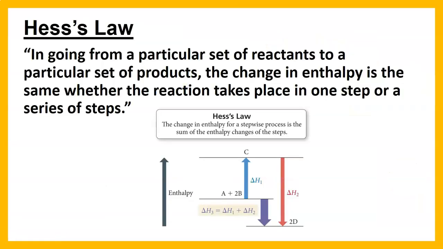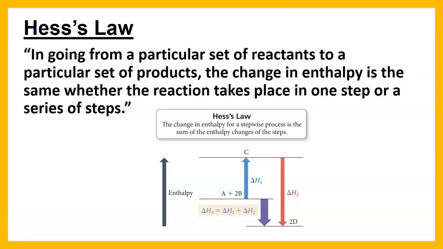So Hess's Law says in going from a particular set of reactants to a particular set of products, the change in enthalpy is the same whether the reaction takes place in one step or a series of steps. So because it doesn't matter what pathway, what set of steps you use, if I do not know the values for some of these arrows, some of these enthalpy values, but I do know the others, I can use simple algebra and add them together and subtract and things like that to figure out the unknown part. And so that's what we're going to be focusing on.